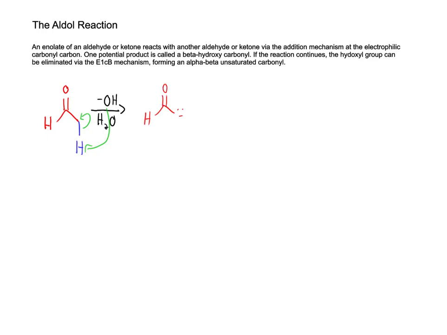Enolates are nucleophilic. So what's going to happen next is we're going to take this enolate and we are going to react it with the original aldehyde. And we know that aldehydes have an electrophilic carbonyl carbon, and they can undergo addition mechanisms. So since we have a nucleophilic enolate, what's going to happen is the nucleophilic position, this lone pair, is going to attack the electrophilic carbonyl carbon and send this bond up.